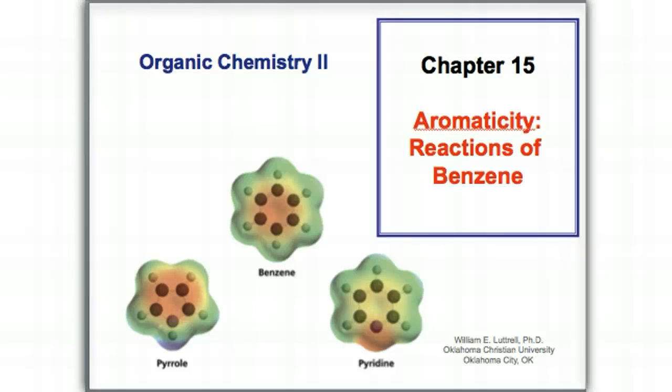We're going to look at Chapter 15, Aromaticity, Reactions of Benzene. So we're going to define aromaticity and get into some of the reactions of benzene in this chapter. Benzene is found in many different products, including jet fuels. And aromatic compounds are of health concern due to leukemia occurrence that has been noted in years past.